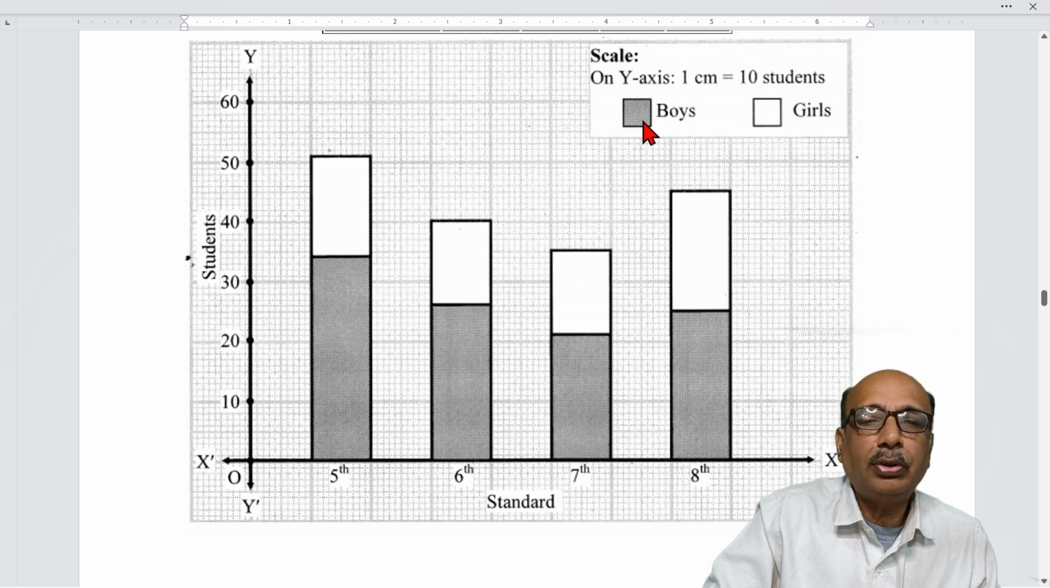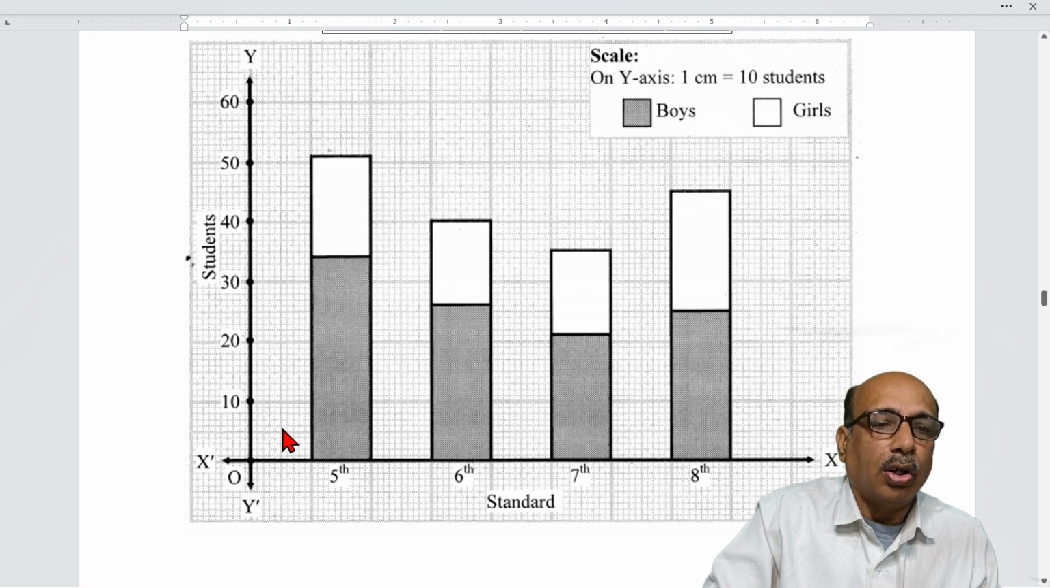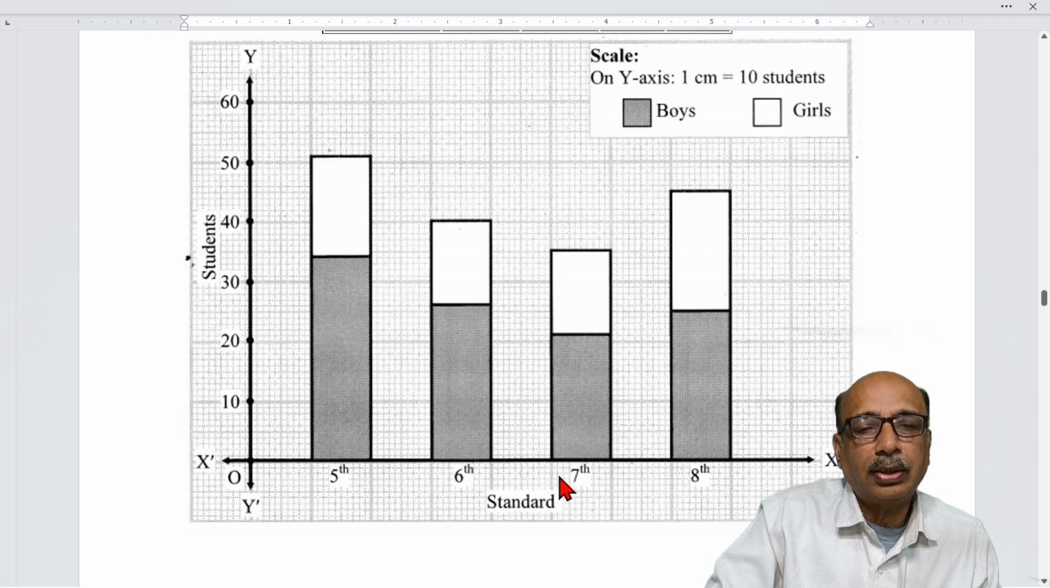For boys, you make it dark suppose, and for girls empty. Anyway you can do cross lines in it also, whatever is convenient for you. On the x-axis, you will take, leaving 1 centimeter. Here you have to leave 1 centimeter. You know how to draw the bar graph. Leave 1 centimeter here, and next you take a box of 1 centimeter width. So here for 5th class, then leave one box. Then for 6th class, leave one box. 7th class, leave one box, then 8th class.